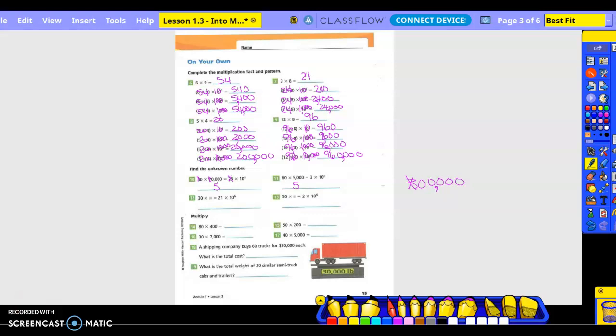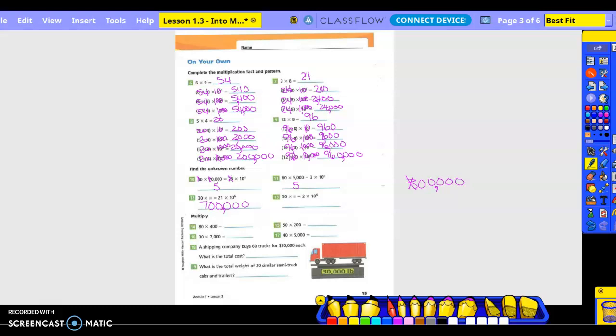All right, number 12, so we have 30 times something gets us 21 times 10 to the 6th power. So we have 3. So how many times does 3 go into 21? 7 times. So we'd have the 7, okay? Then we already have 1 zero there. So instead of 10 to the 6th power, it's going to be with 5 zeros, right? Since we already have 1 zero there, so we're going to add 5 zeros. Okay, and go back in and add our comma.